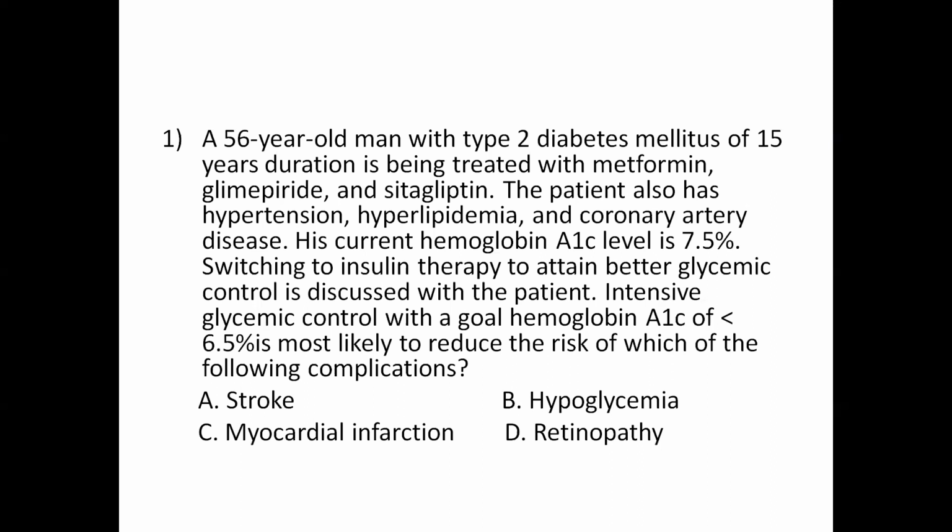Switching to insulin therapy to attain better glycemic control is discussed with the patient, and intensive glycemic control with a goal hemoglobin A1C of less than 6.5% is most likely to reduce the risk of which of the following complications: A, stroke; B, hypoglycemia; C, myocardial infarction; and D, retinopathy. So this question is asking about if we reduce hemoglobin A1C below 6.5% in patients with diabetes mellitus, which of the following complications do we reduce?